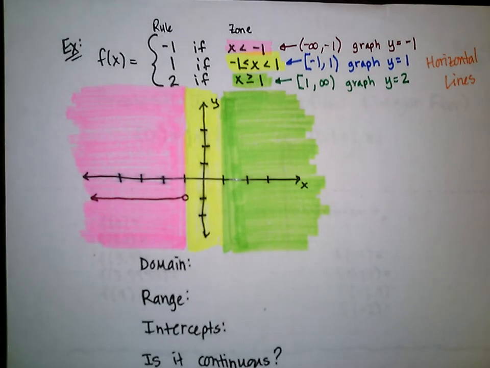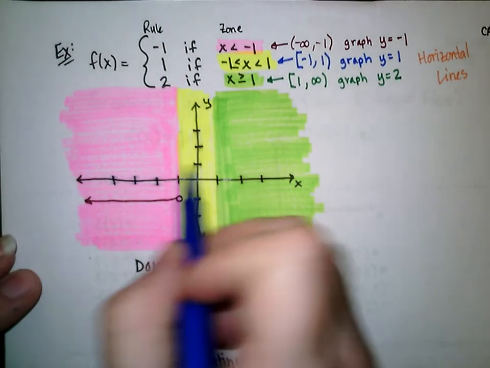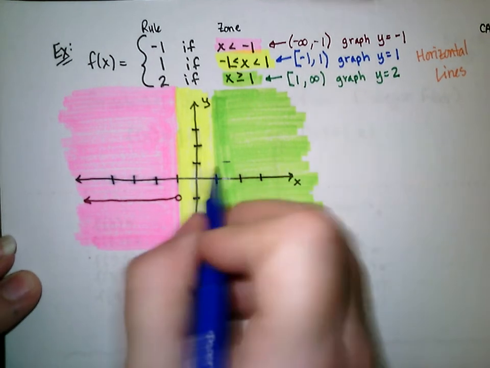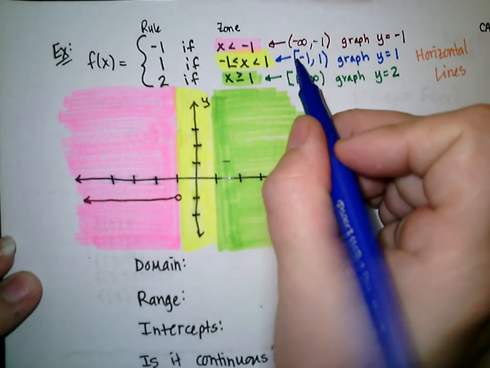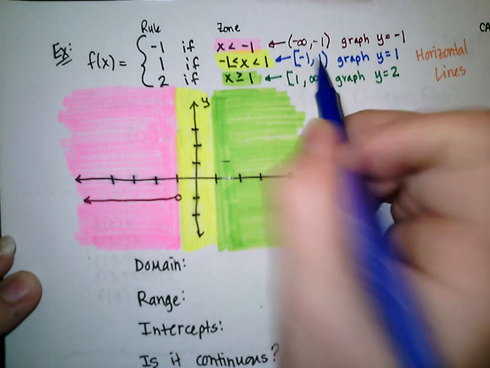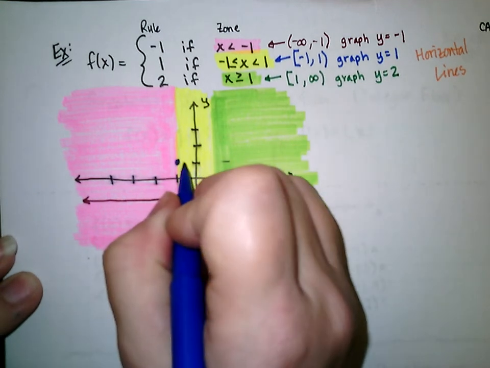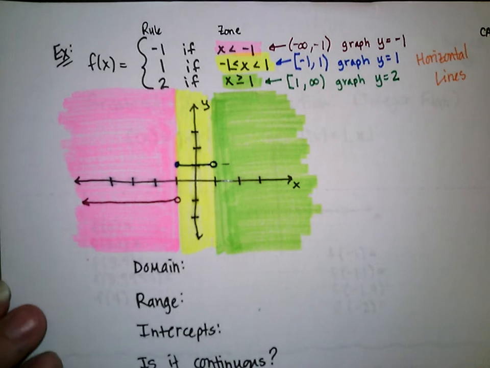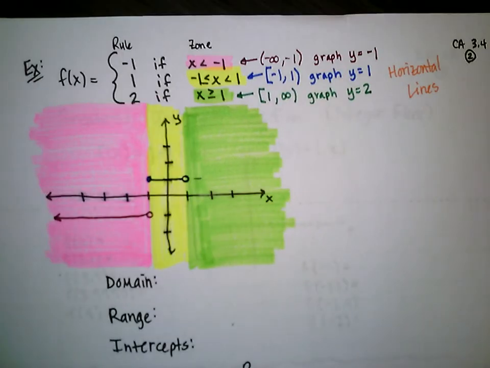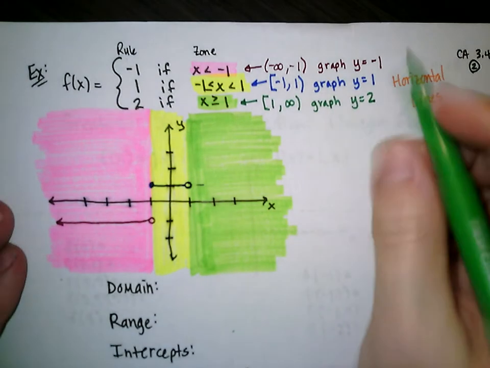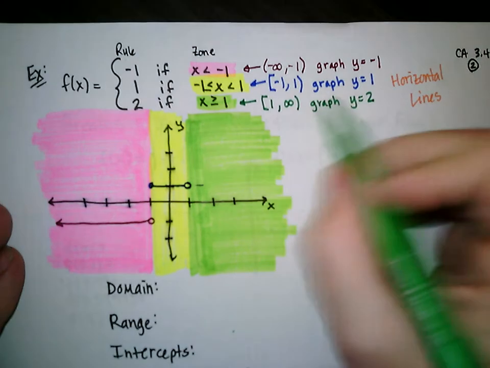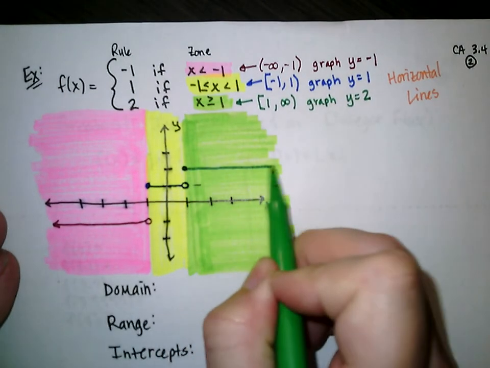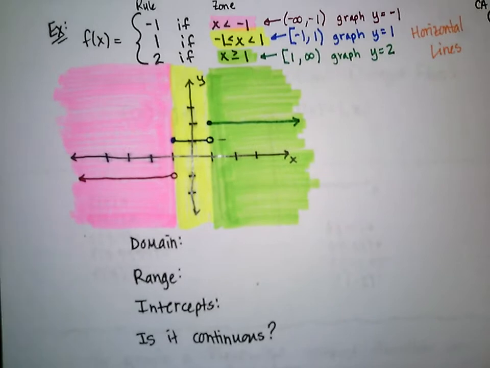Then that yellow zone, y equals 1. That's a horizontal line up here at 1, but I can only graph it in this zone. And then paying attention to the borders, I have a closed border on the left end, an open border on the right end. So closed here, over to open here. And then in my green zone, the rule is y equals 2. So a horizontal line up here at 2 with a closed boundary right there, and then continuing forever. So here's my piecewise defined function.